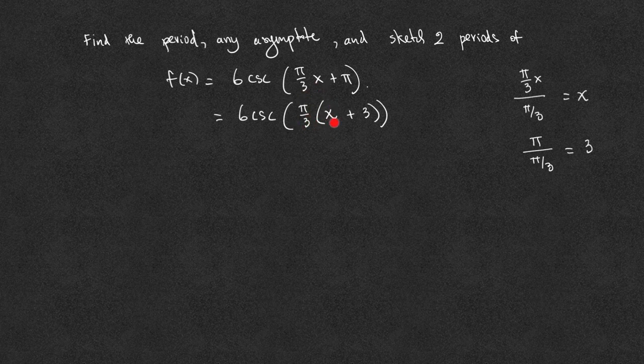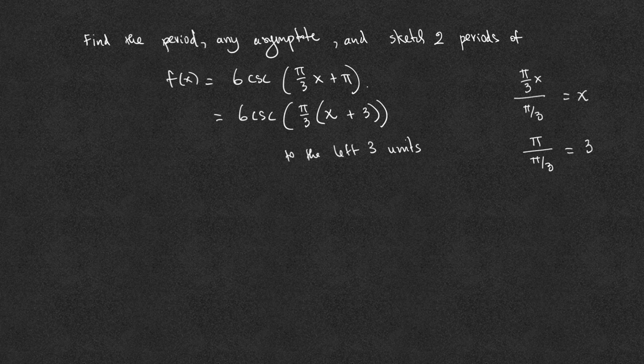Pi over 3 times x is pi over 3 x. Pi over 3 times 3 is pi. And so we know that this shifted the graph of cosecant of x to the left 3 units. But this is not quite 3 units because of the horizontal shrinking as well. Regardless, we will need to find the vertical asymptotes.